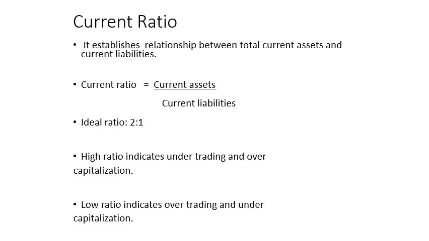The ideal current ratio is 2:1. That means current assets should be double the current liabilities. A higher ratio indicates under trading and over capitalization positions. A lower ratio indicates over trading and under capitalization positions. So these ratios are helpful to tell the working capital position of the business concern.